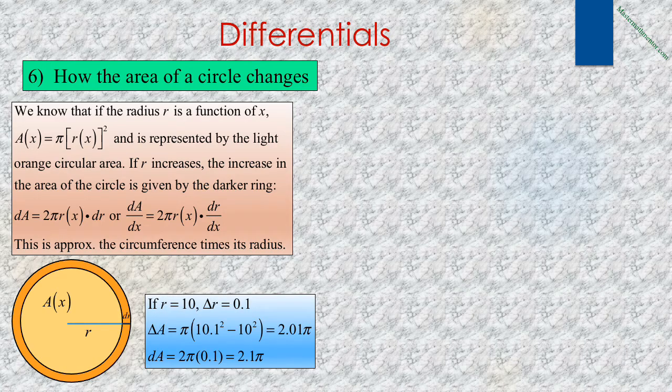This is saying that the approximate change in area is given by the circumference of the original circle times the width of its ring. So suppose that r equals 10 and delta r is equal to 0.1. Delta A, the true change in area, is pi, quantity 10.1 squared minus 10 squared, which is 2.01 pi. But we can approximate this change in area as 2 pi times 10 times 0.1, which gives 2 pi.